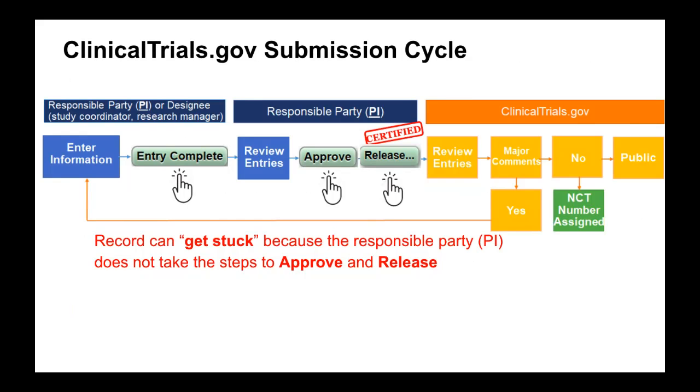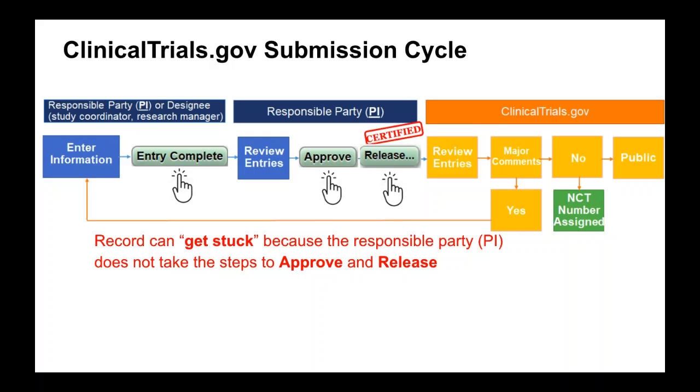Then I want to review the submission cycle once again. First, the PI or other research staff enter the information. Once you're done, you click the green entry complete button. Then you email the PI to review the entry for accuracy. Once the PI reviews, the PI selects the approve and release button to finalize the record submission. So those are two buttons they need to press. Records often get stuck and never get released to CT.gov because the PI does not select the release button. So just make sure they select both buttons.